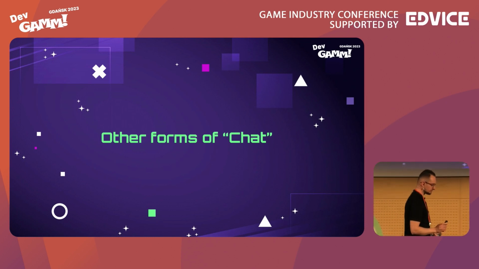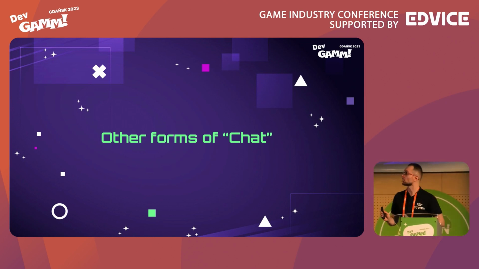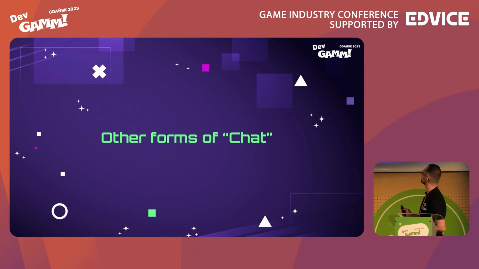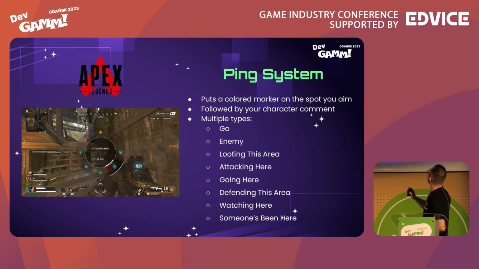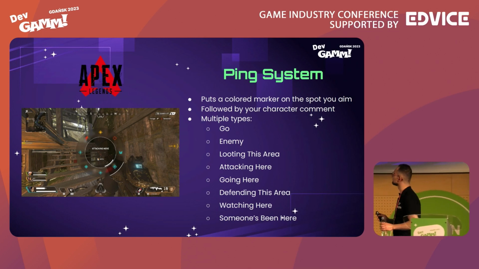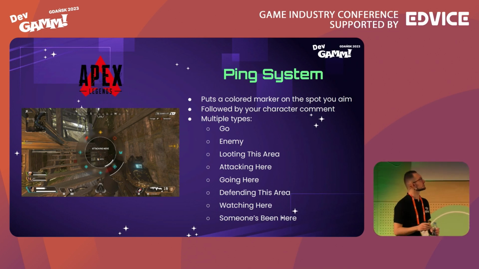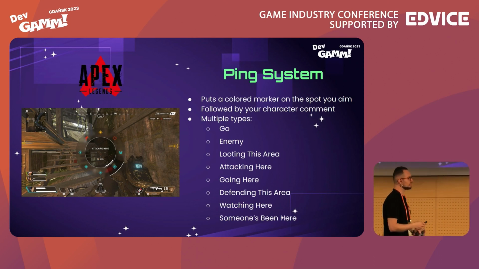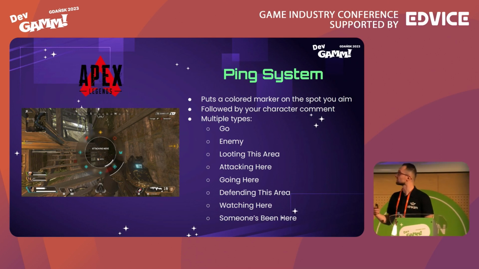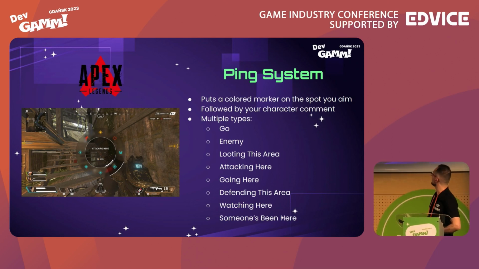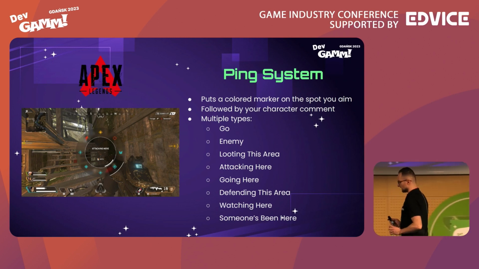There are two other forms of player communication that I wanted to show you, just to trigger your imagination. The first one is the ping system from Apex Legends. This is a very simple communication system. It allows you to put a colored marker on a map with a predefined label that has a particular meaning, like you spotted an enemy, you found ammo, or you found a gun that others can pick up.